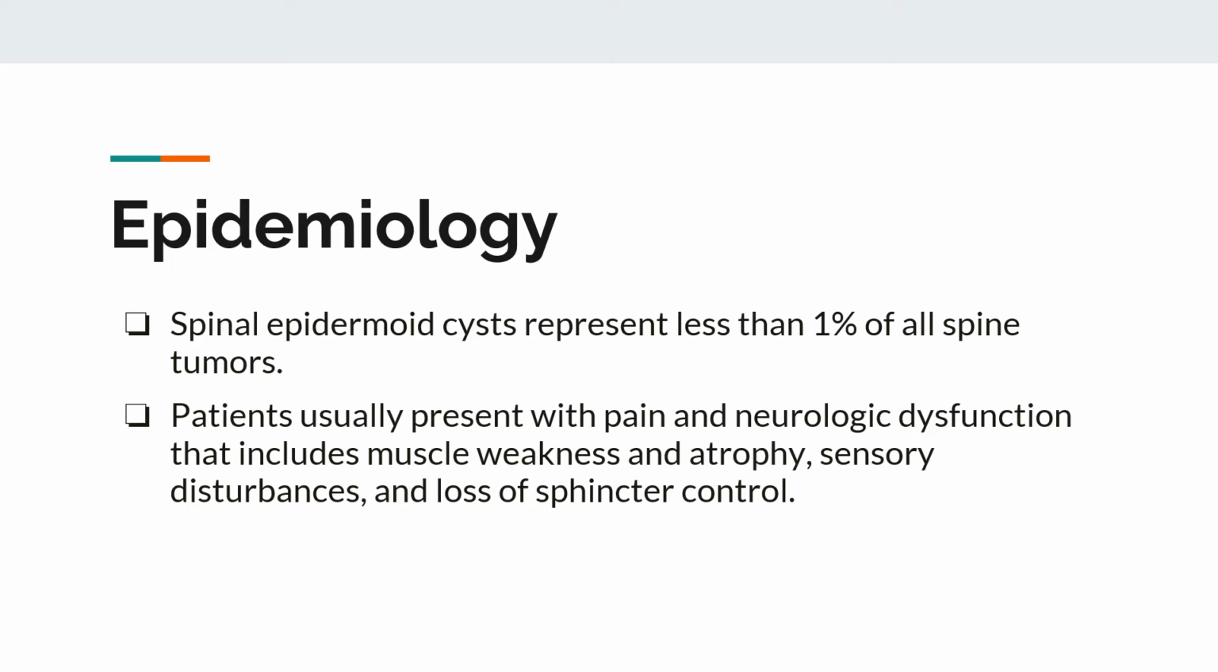Patients usually present with pain and neurological dysfunction that includes muscle weakness and atrophy, sensory disturbances, and loss of sphincter control. This case portrays a rare instance of a mobile spinal epidermoid cyst causing acute low back and bilateral lower extremity pain without prior expected symptoms.